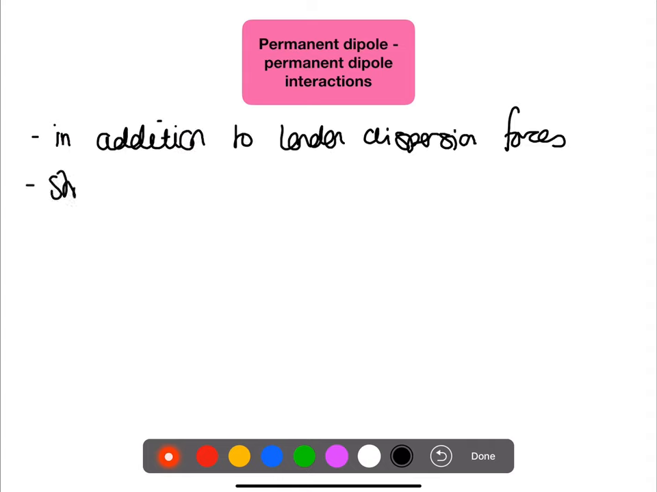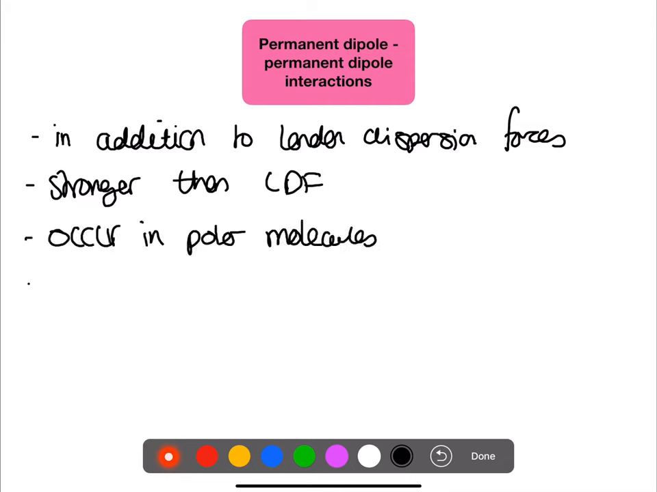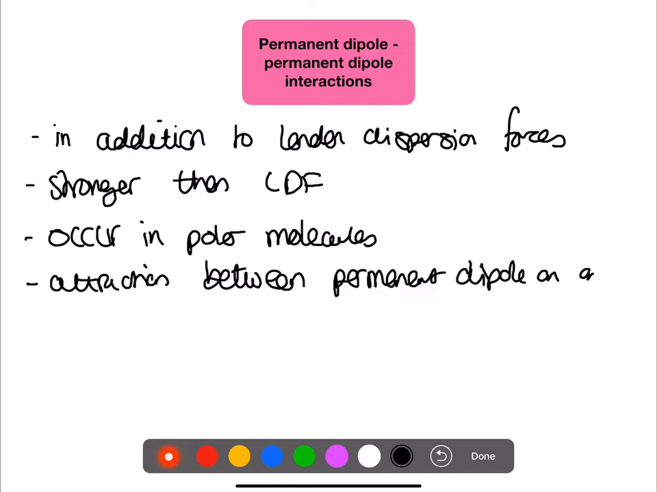Permanent dipole interactions are in addition to London dispersion forces. They are stronger than London dispersion forces, and they occur in polar molecules. They are an attraction between the permanent dipole on one molecule and the permanent dipole on a neighbouring molecule. Again, we can represent this with a diagram.